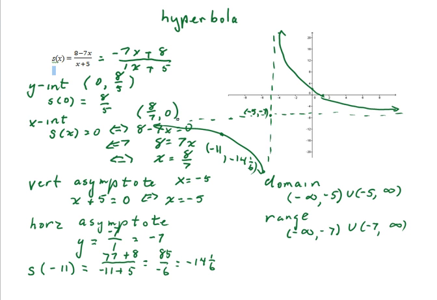So the graph occurs in the top right and the bottom left section of the quadrants created by the asymptotes. And this is characteristic of a rational function which has a linear function on both the top and the bottom. These are all going to be hyperbolas that show this symmetry around the point of intersection of the two asymptotes.